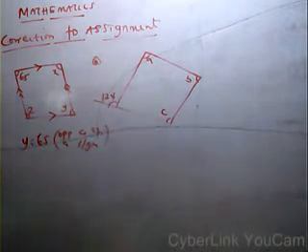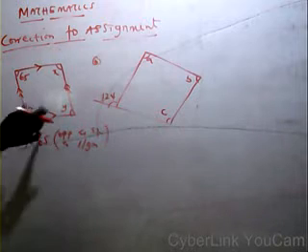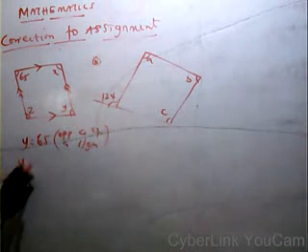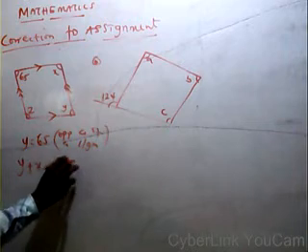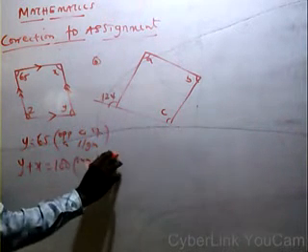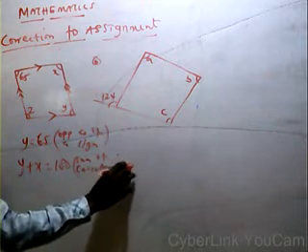That is just that. Now to know the value of x, very simple too. What do we say? We say that y plus x equals 180. Why? That is the sum of co-interior angles.